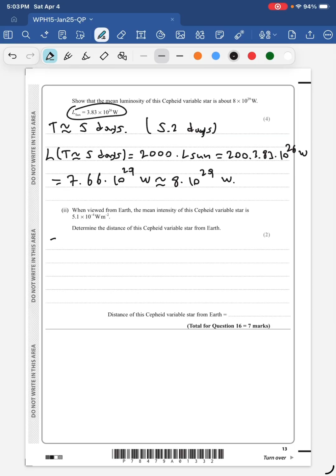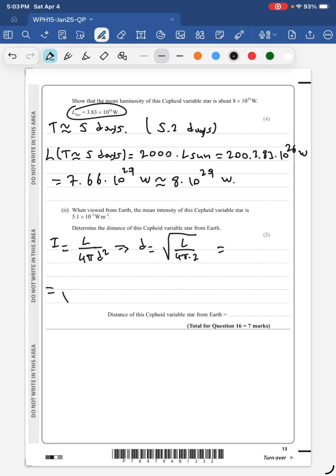Okay, so the intensity is given by the luminosity over 4 pi d squared, okay? Because we imagine that this radiation is spread over the surface area of some sphere, okay? And the surface area of a sphere is 4 pi d squared, okay? So d is the square root of the luminosity over 4 pi times the intensity, okay?